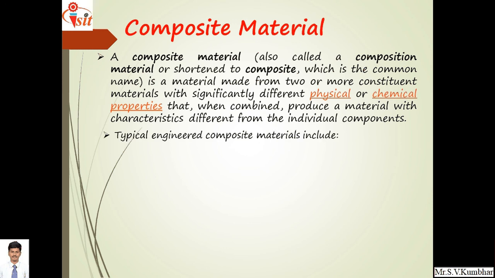So typical engineered composite materials are: first, reinforced concrete and masonry. Generally we call it RCC, reinforced cement concrete. Generally a wall is made up of brick as well as a cement concrete layer. So these are two different materials, and when combined together, they form a composite material. Composite wood such as plywood: in plywood there are different layers, so we call it a composite.